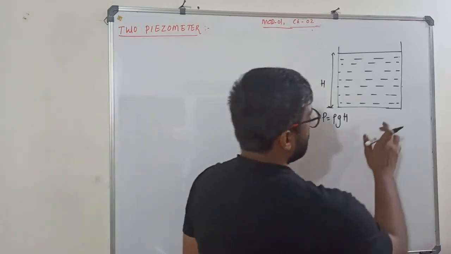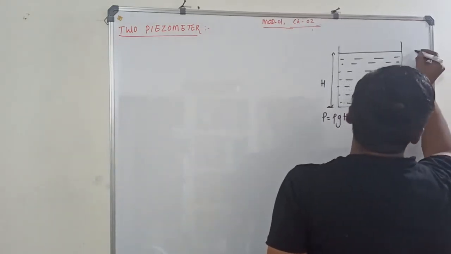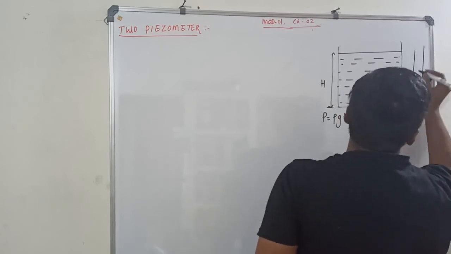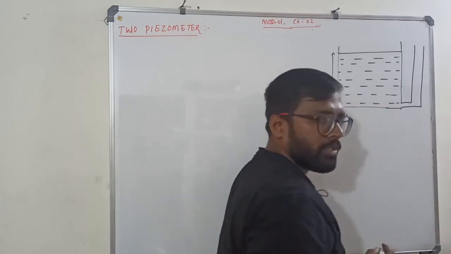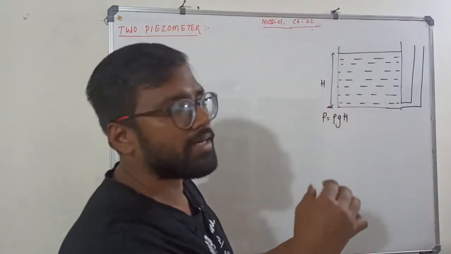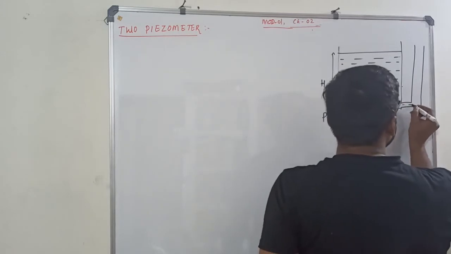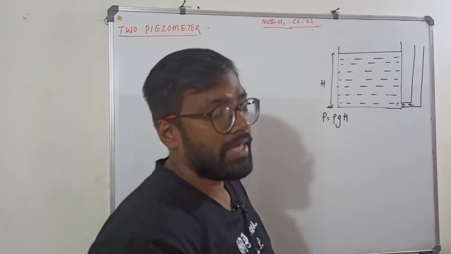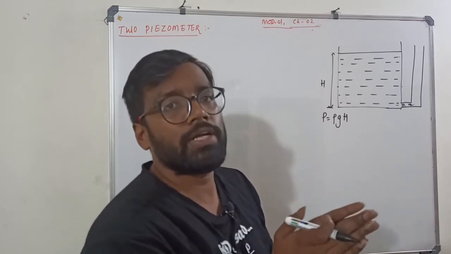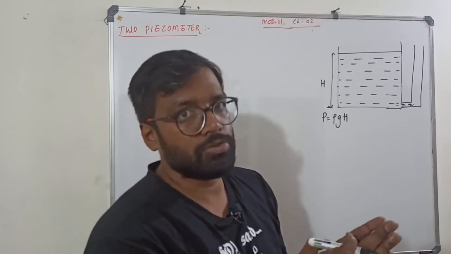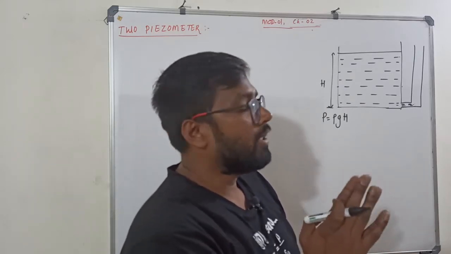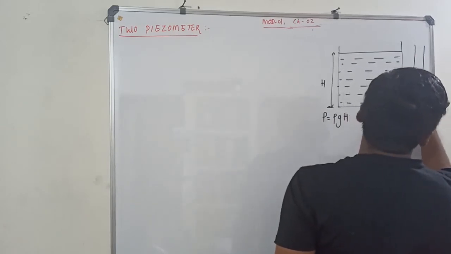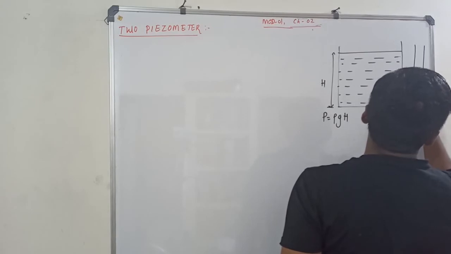Now what I have done is I have connected an L-shaped bent thin tube here. It should be thin enough, but it should not be too broad either; it should be a moderate one. If it is too thin, there will be capillary issues. So the fluid will start rising in this tube.